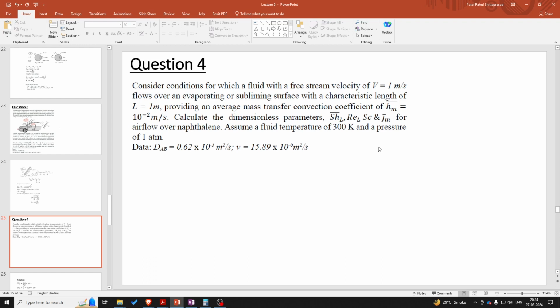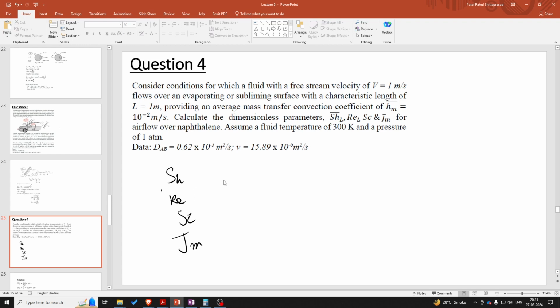Calculate the dimensionless parameters: Sherwood number, Reynolds number, Schmidt number, and Jacob number for airflow over naphthalene. So yes, given these conditions, we have been asked to find this Sherwood number, Reynolds number, Schmidt number, and Jacob number for mass transfer, that is Jm.